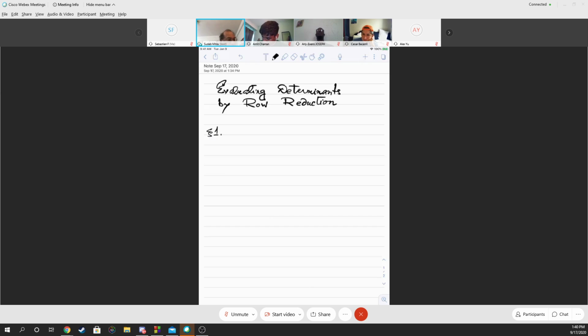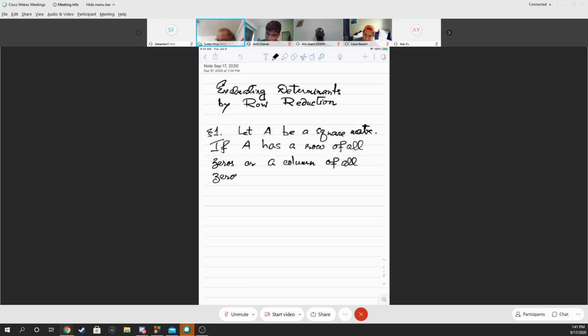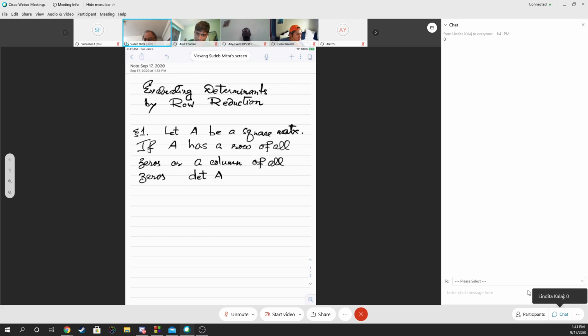This is obvious. Let A be a square matrix. If A has a row of all zeros or a column of all zeros, what is the determinant of A? What do you think? 0. Yeah, good.